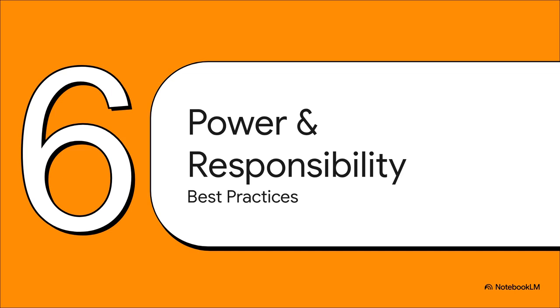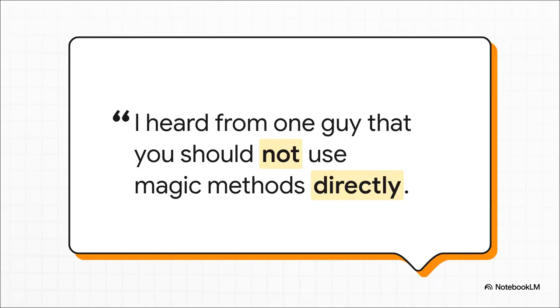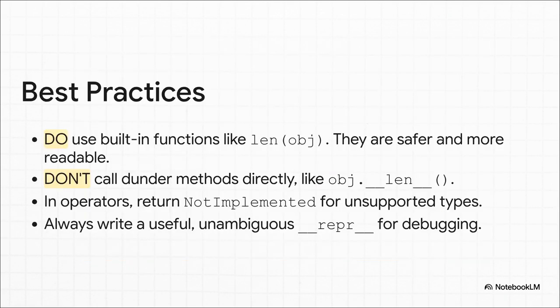But like with any great power, there's some responsibility. And there are some really important rules you need to follow. I love this quote from Stack Overflow. I heard from one guy that you should not use magic methods directly. Well, let me tell you that one guy was absolutely 100% right. The number one rule of dunder methods is this: you almost never, ever call them directly yourself. You should always prefer using the built-in function or syntax. So you use len(object), not object.__len__(). It's simple, really. The built-ins are your safety net.